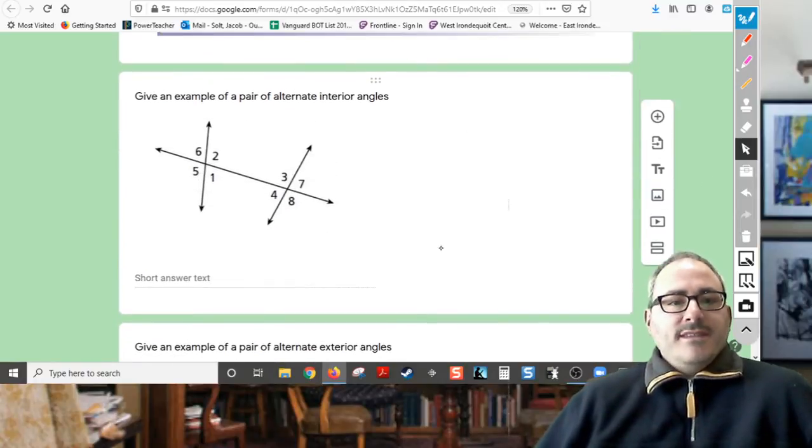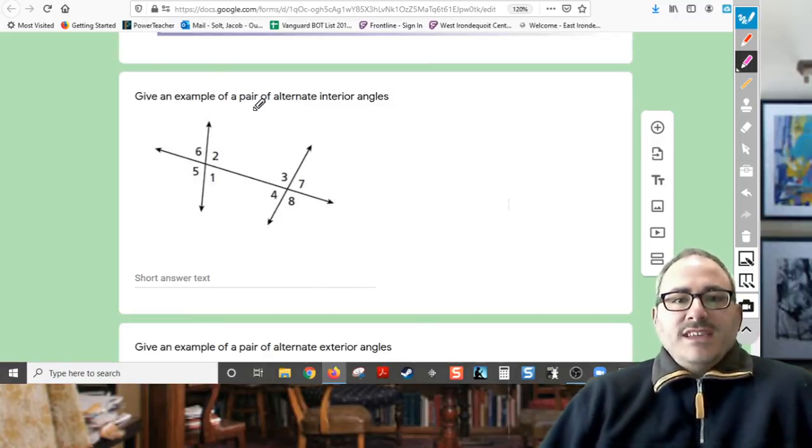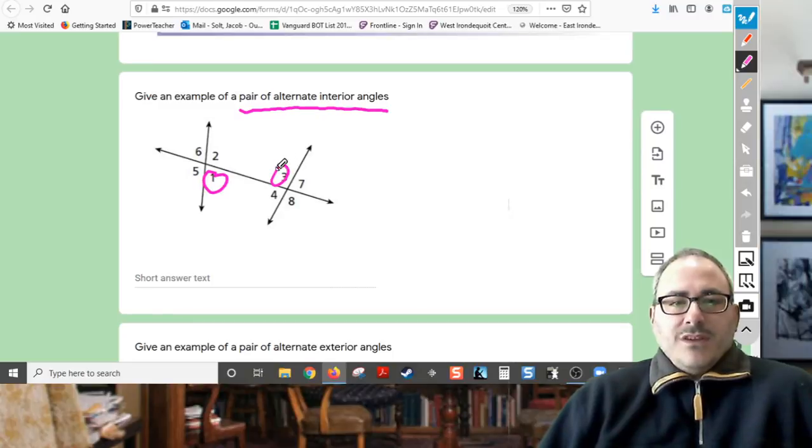Let me do one and let you run with these. Give an example of a pair of alternate interior angles. Alternate means they have to be on opposite sides. So immediately I'm thinking 2 and 4 or 1 and 3. Either one of these works. I'm going to use 1 and 3. Notice how 1 and 3 are on opposite sides. They're alternate and they're interior. They're inside the two parallel lines.